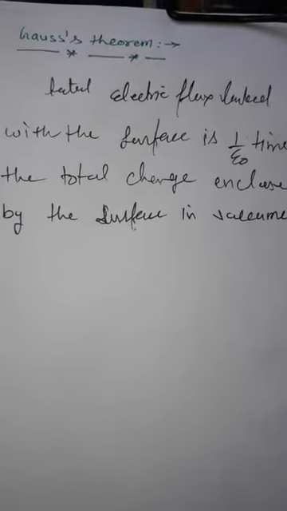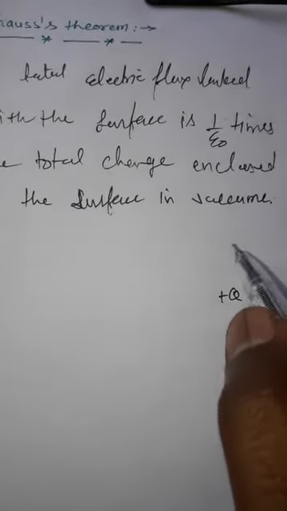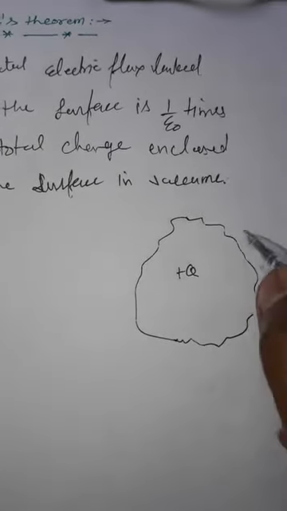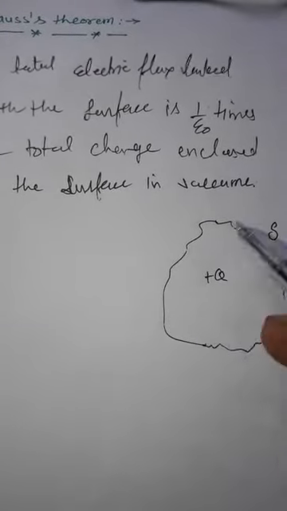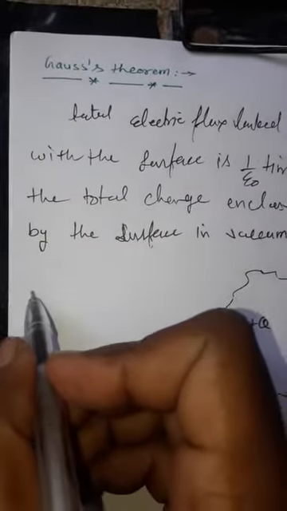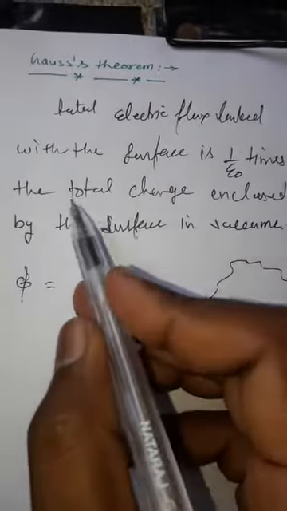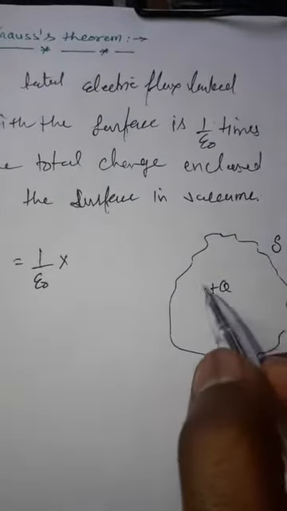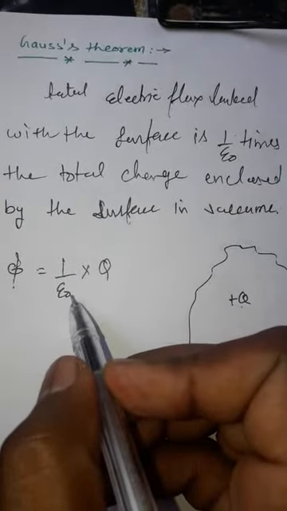Okay, so consider a charge q, say plus q, is enclosed by the surface, say s. Then what is the total electric flux linked with this surface? According to this theorem, the total electric flux, that is phi, must be equal to 1 upon epsilon naught times the total charge enclosed by the surface, that is plus q. So flux must be equal to q upon epsilon naught.